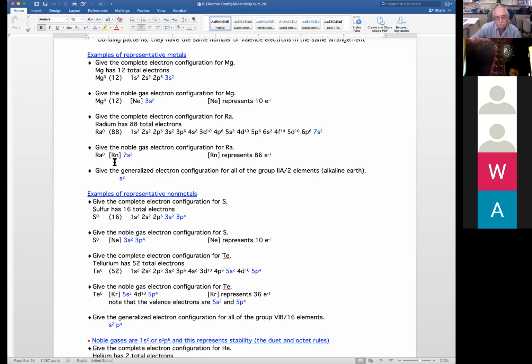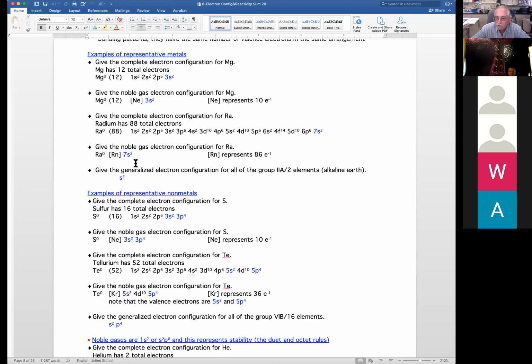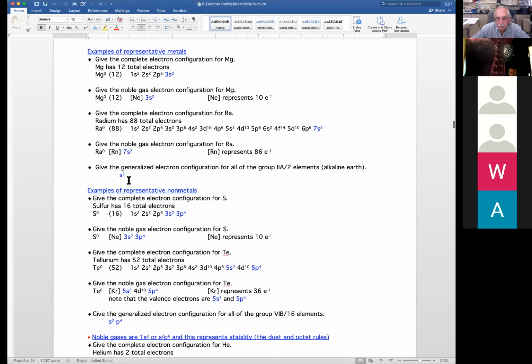Does that make sense? So you should like this method. You simply write the symbol instead of all this stuff. So now that we've looked at 2 elements in the same group, what can we say about the generalized electron configuration for the valence electrons? Look, that was 3s2, that was 7s2. If you look carefully, every single element in that group has 2 valence electrons in an S subshell. They're all S2.